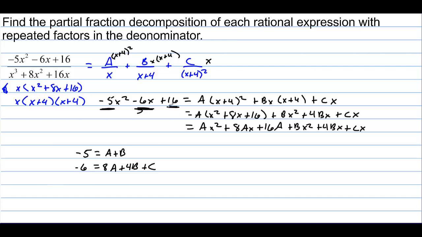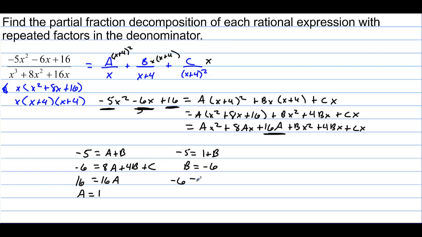And then let's look at the constants, so the ones without x. 16 is on the left side, and then on the right side the only thing we have is 16a. So 16 better equal 16a, so a better be 1. Well, now that we know a is 1, we can plug 1 up here and find out what b is. Negative 5 equals 1 plus b. b now is equal to negative 6.